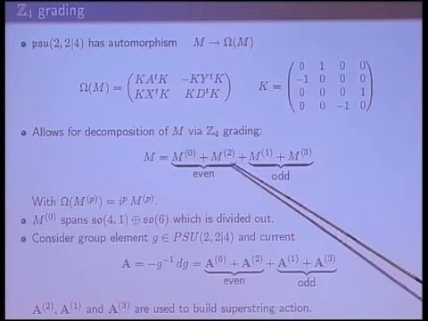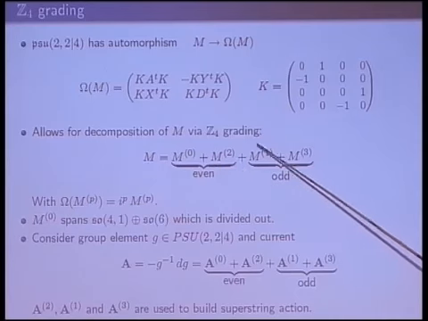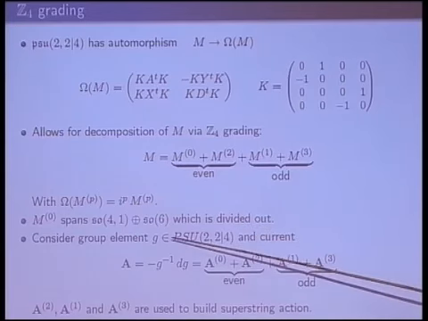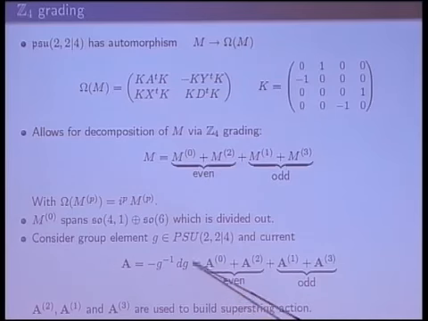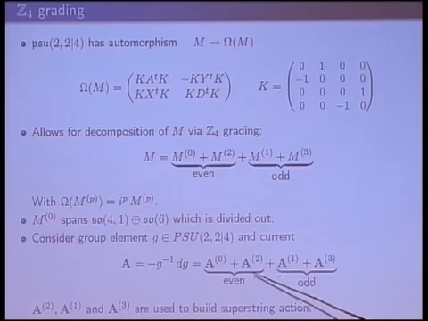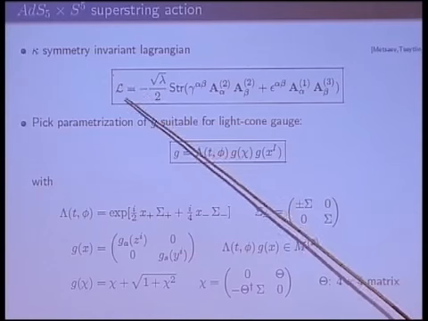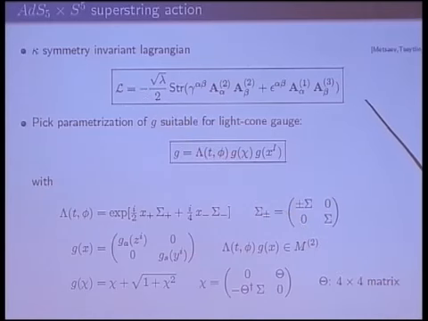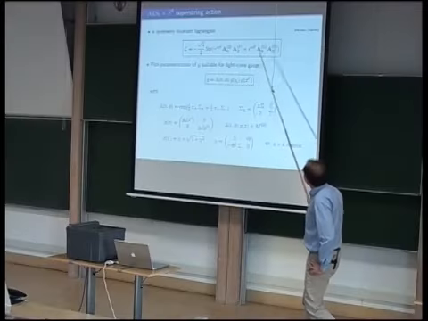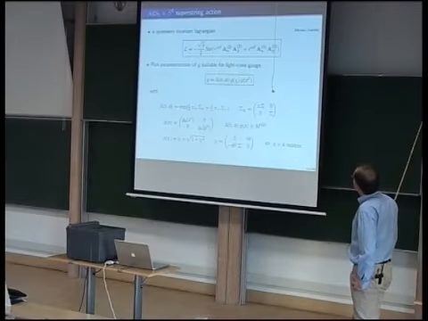So the action will be built only with elements of M2, M1, and M3. And this is achieved as follows. We pick a group element and write down its current, like this here, and then we only use the A2, A1, and A3 pieces to build the superstring action, which is due to Metsaev and Tseytlin. So this is then the kappa symmetric invariant superstring action. So gamma is our old friend, epsilon is the antisymmetric tensor.